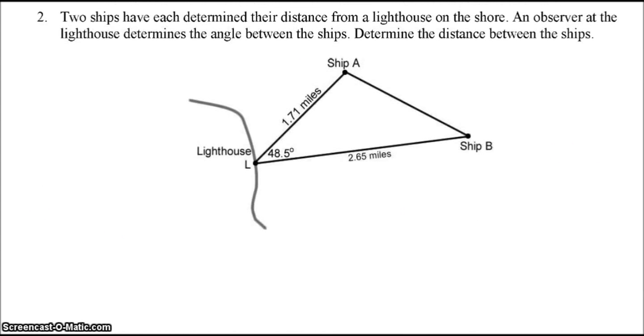Two ships have each determined their distance from a lighthouse on the shore. An observer at the lighthouse determines the angle between the ships. Determine the distance between the ships.